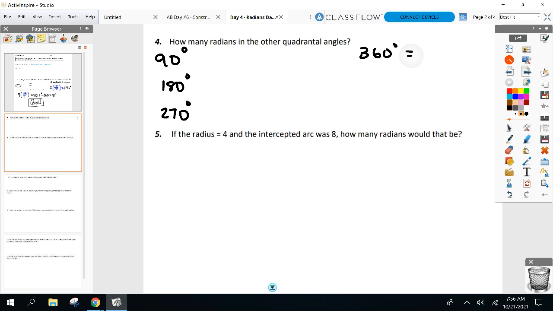Anybody remember 360 from yesterday? 2 pi, yes, 2 pi. Now, I want to start thinking about it. We can convert, that's fine. How does 360 match up with 180? It's half of it, right? So take half of 2 pi and you get 1 pi. So 180 is equal to 1 pi.